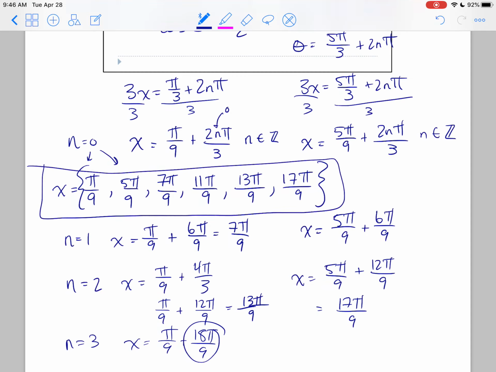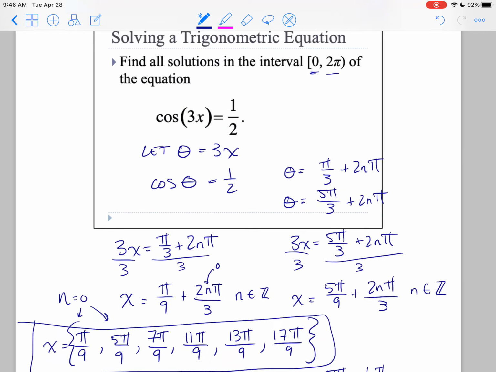There are 6 solutions, which is what we had figured, because our period is 3 times shorter than it was, and we would normally have 2. So times 3 gives me 6 solutions.